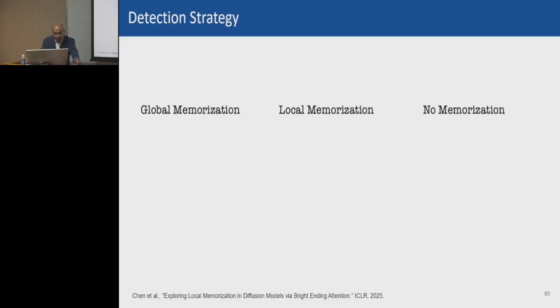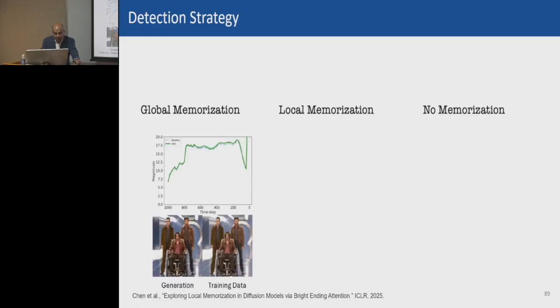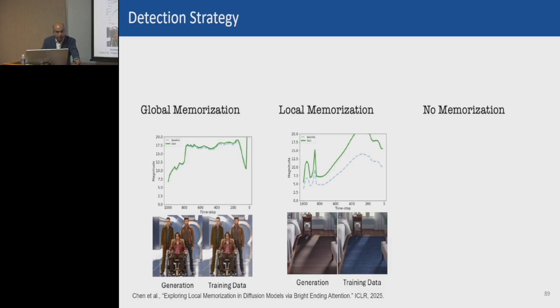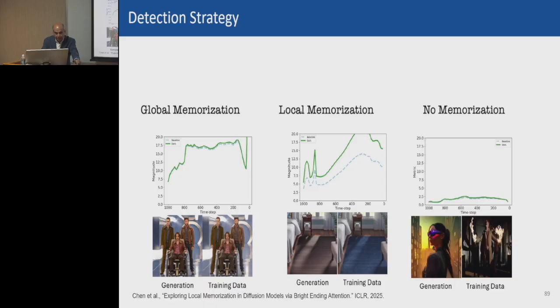Okay. So now if you compare this, this is the global memorization. Our method with the mask and the baseline are very similar. It doesn't make much difference. And this is a generation, this is a training, and this one is making a difference, local memorization. So our curve is different compared to the baseline, and that tells us we can detect the local memorization. And again, no memorization doesn't make a difference. So the mask is playing a role there.